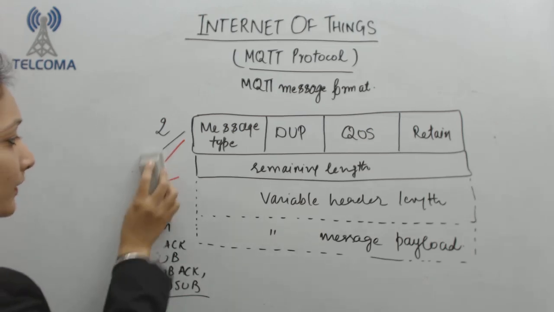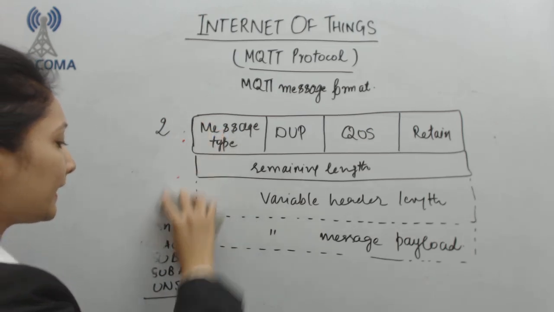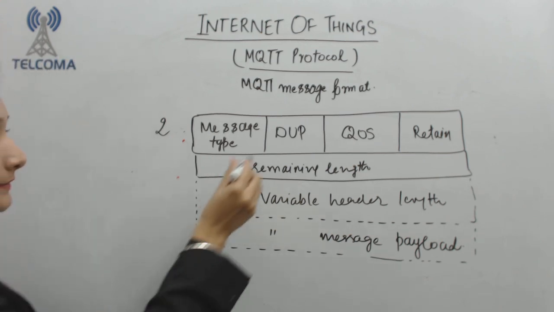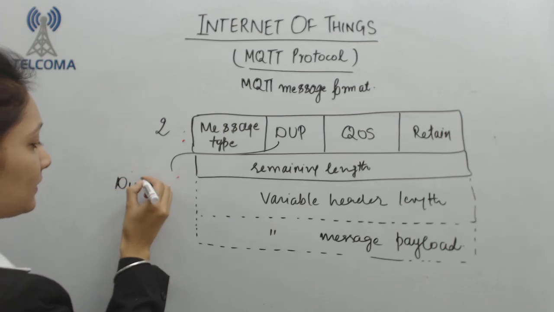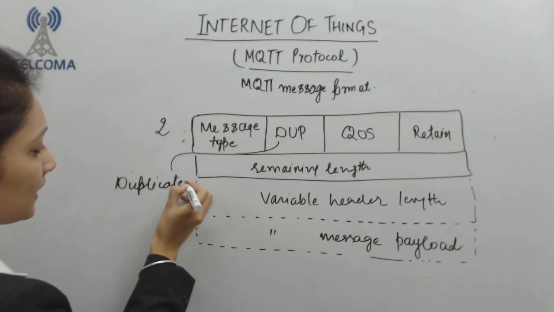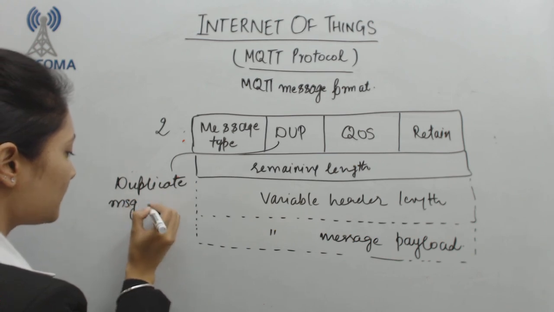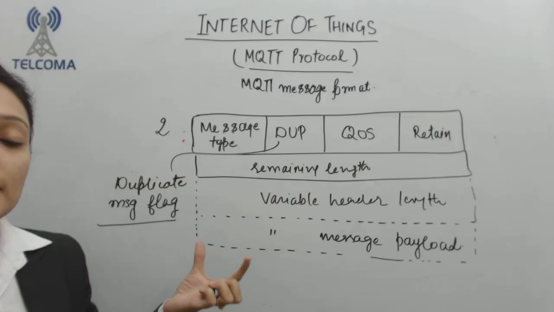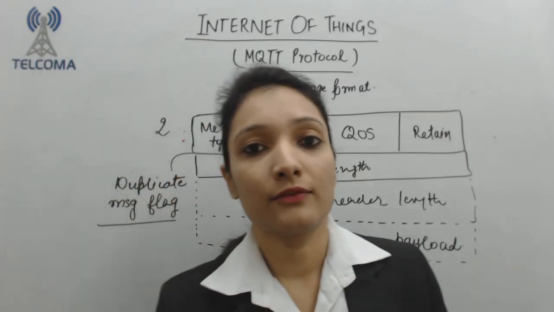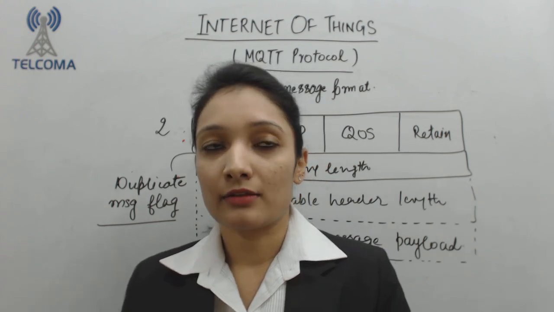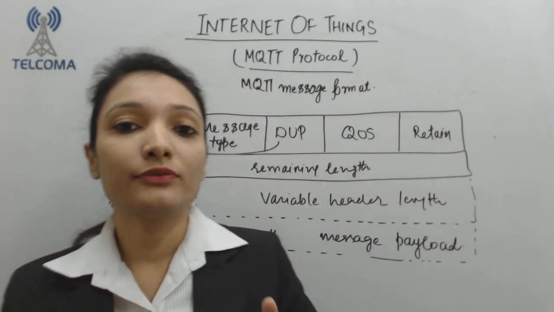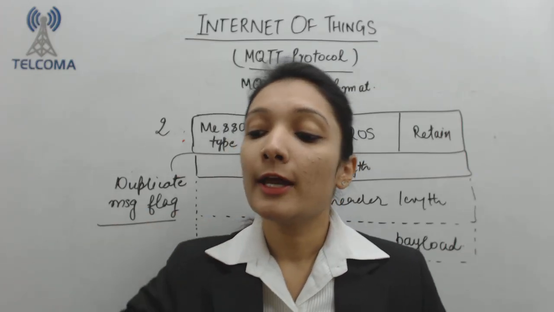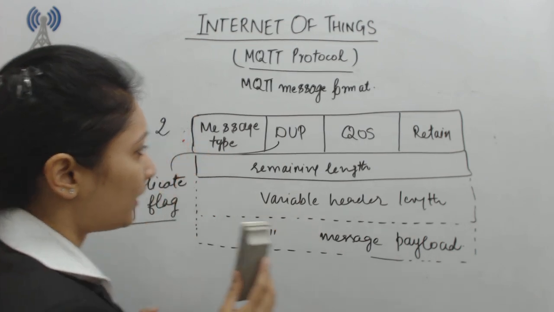Now after that, the next field is your DUP, which is your duplicate message flag. DUP is for duplicate. So this flag basically indicates that if a message is already received here, and that message is again being transmitted, the value of this field will be high, indicating that this message might have been received earlier.